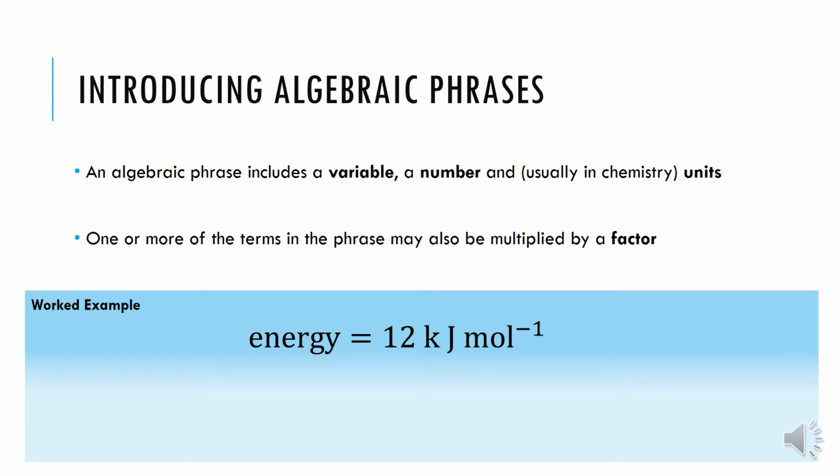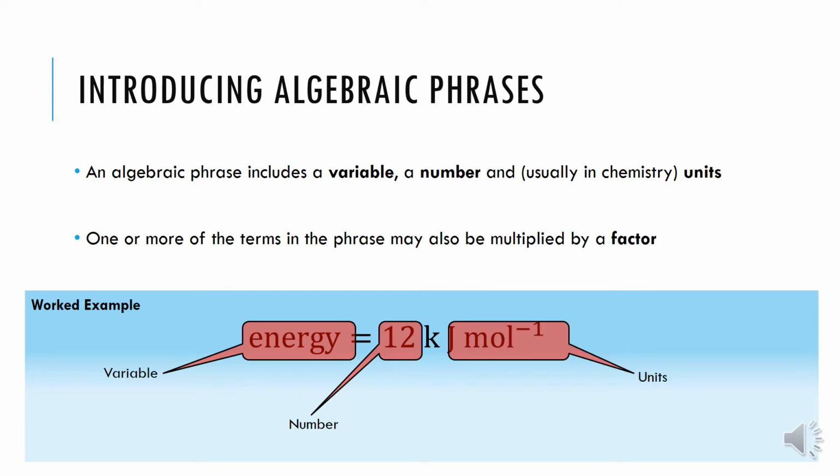So I have a simple algebraic phrase at the bottom of the screen there: energy equals 12 kilojoules per mole. Well, energy is my variable. That's the thing that changes. 12 is the number in this algebraic phrase. Joules per mole is the unit of that number, and finally there's a factor which my units are multiplied by here, k or kilo, telling me that my unit joules per mole is multiplied by 1000 to give kilojoules per mole. So that's the makeup of a basic algebraic phrase.